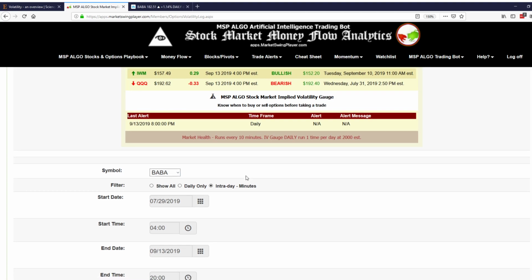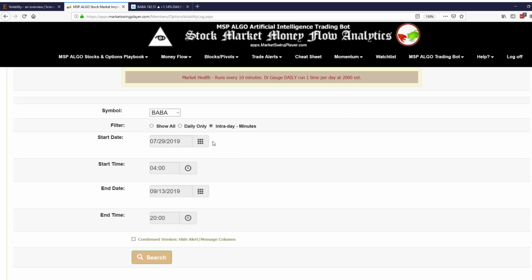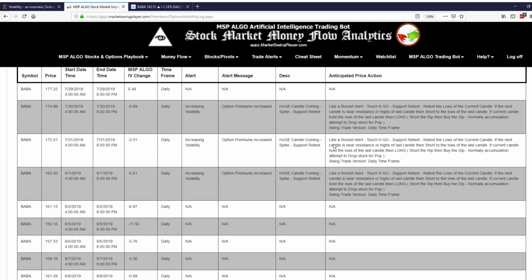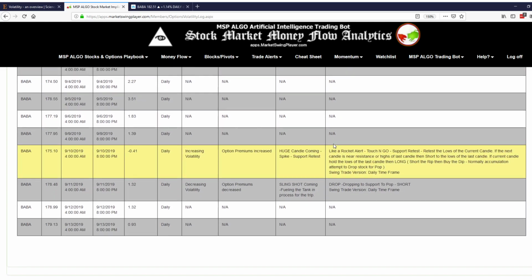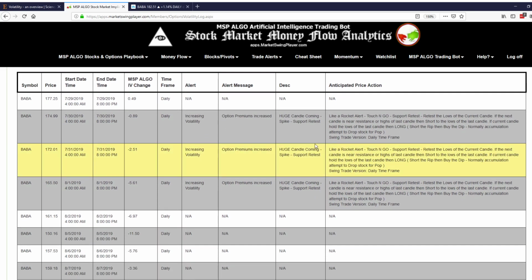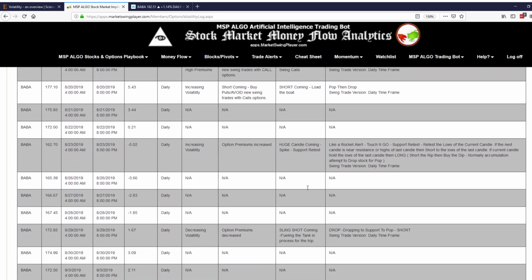Okay, so I'm looking at BABA, the stock symbol BABA. I have a filter of the daily, and I'm looking at pretty much August and a little bit of the end of July and mid September. So here go all my alerts that I got for BABA, and you could see sometimes we get alerts, sometimes we don't.